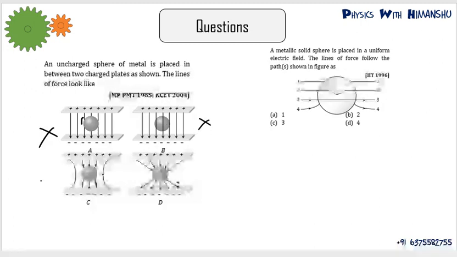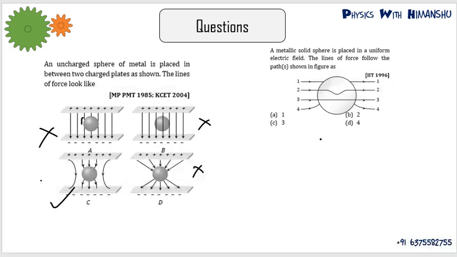And here the electric field lines are not perpendicular, so this is also not correct. So this is the correct answer. In this figure, the correct answer will be 4. You try to figure out why the others are not possible.